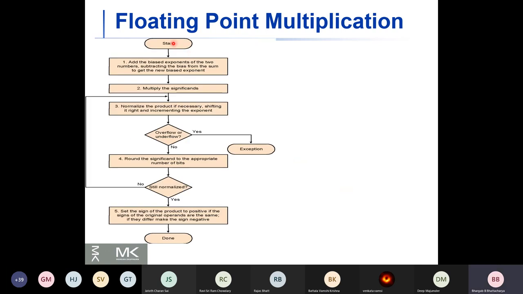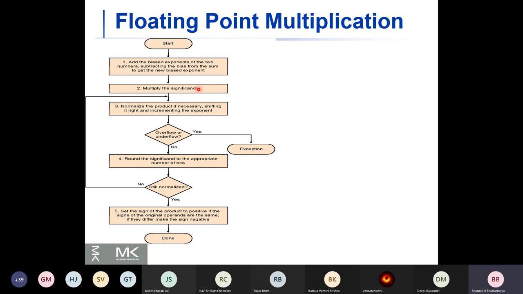So let me first tell you the overall flow. You start here, add the biased exponents of the two numbers, subtracting the bias from the sum to get the new biased exponent. You subtract the bias because when you add the biased exponents, you add 127 twice, so you subtract one. One bias has to be subtracted to get the actual biased exponent of the product term.